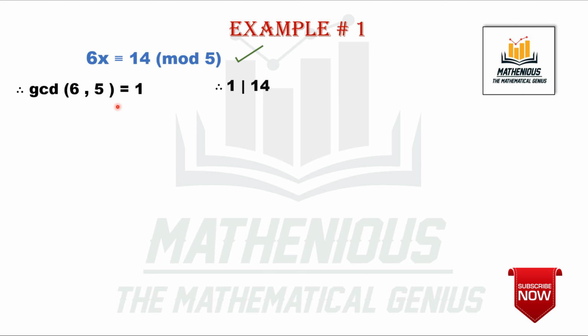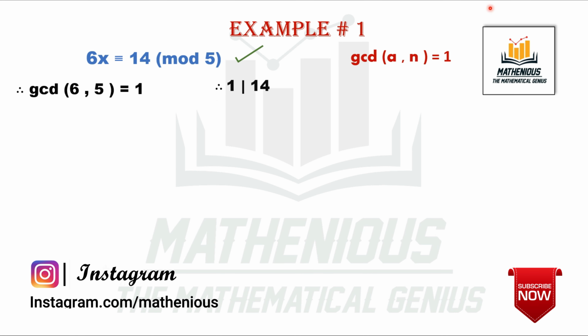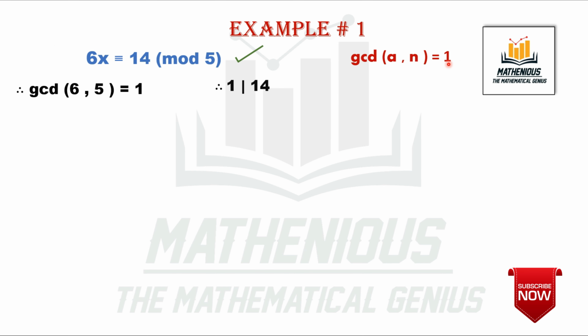As the GCD of 6 and 5 is 1, the total number of incongruent solutions of this congruence is just 1, because the total number of incongruent solutions is equal to the GCD of a and n. This was discussed in my previous video on the Euclidean algorithm, where you can learn to calculate the GCD of a and n. So with these 3 steps we evaluate whether the congruence is solvable or not, and we conclude that this congruence is solvable. Now, without wasting any time, let's start solving the question.